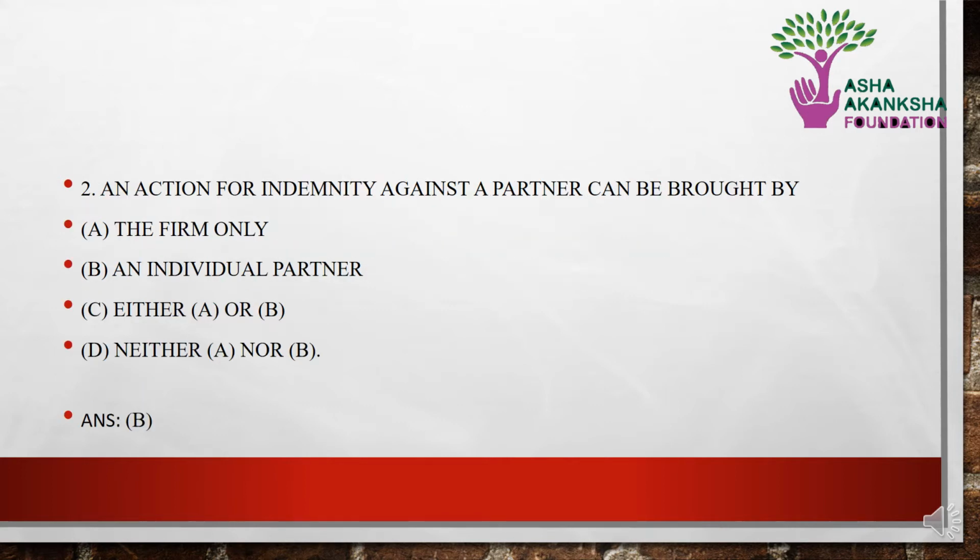The next question is: an action for the indemnity against a partner can be brought by which of the following? Options are A, the firm only, B, an individual partner, C, either A or B, or D, neither A nor B. The correct answer to this question is option B, that is, an action for the indemnity against a partner can be brought by any individual partner.